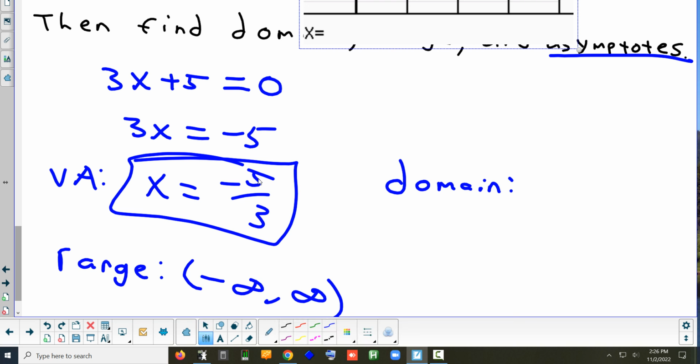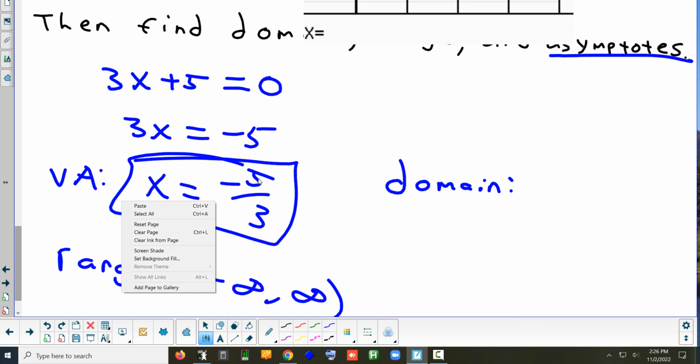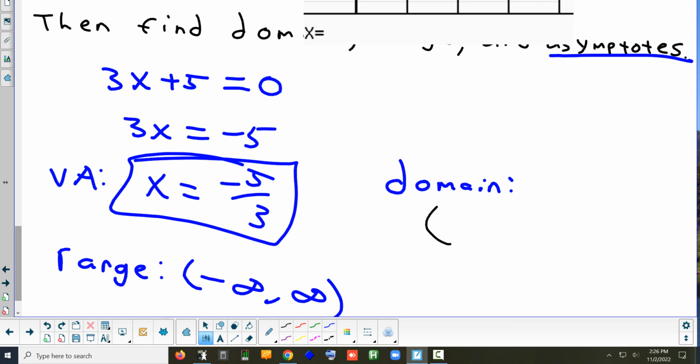Okay, so domain, it's everything from negative 5/3 and up. Can I include negative 5/3? Is that a number that we can plug in and it would work? No. So put a parenthesis. And when I say up, what's the highest I could go? Infinity. You can pick any number from here up. It's always going to be from here up or here down. It's always one of those two.